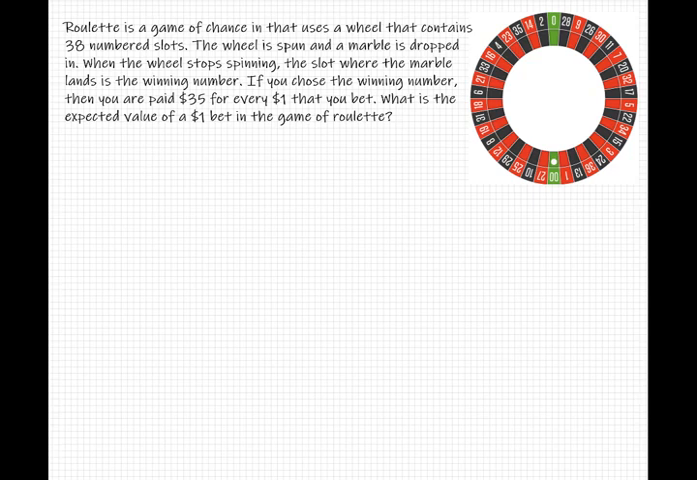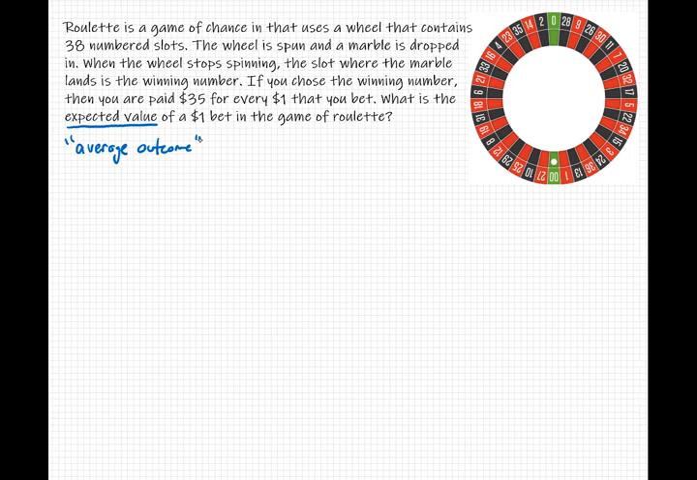Now, what is the expected value of a $1 bet in the game of roulette? The key word here is expected value. Expected value, that's like the average outcome. So what we're trying to find here is the average, the mean of this discrete process. It's a discrete process because there's exactly 38 numbers and one of them is the winning number.